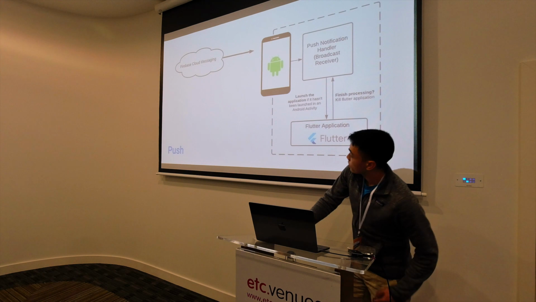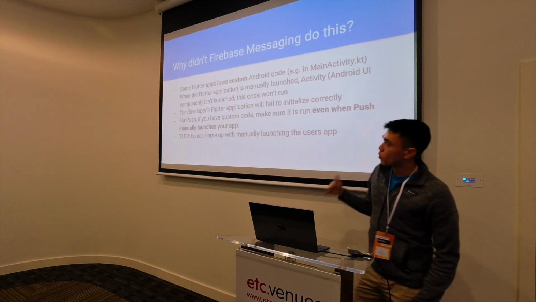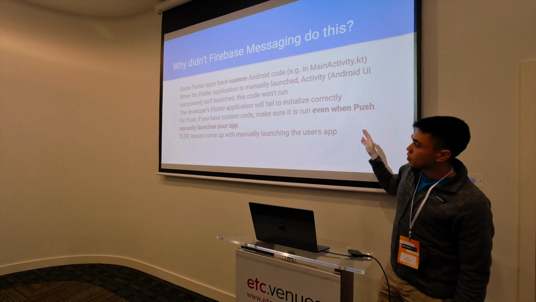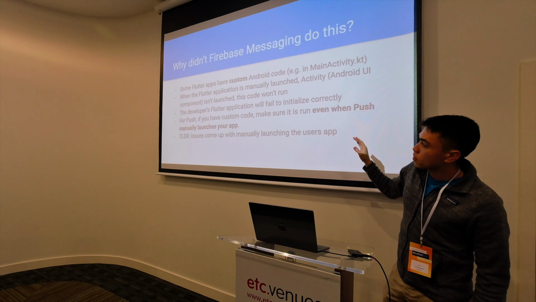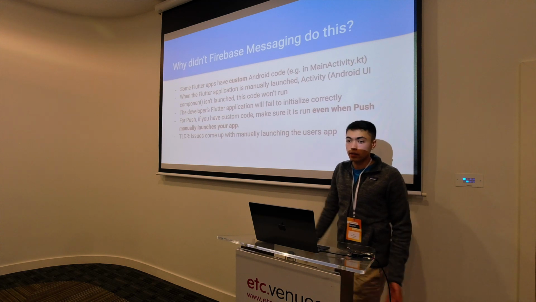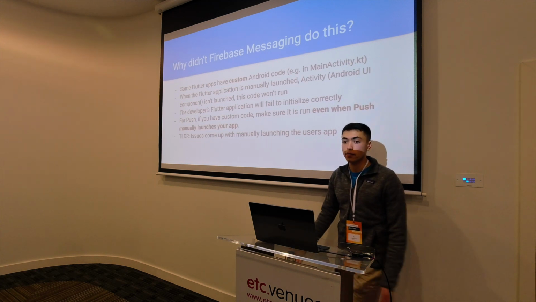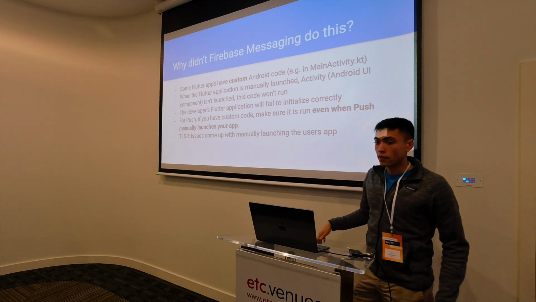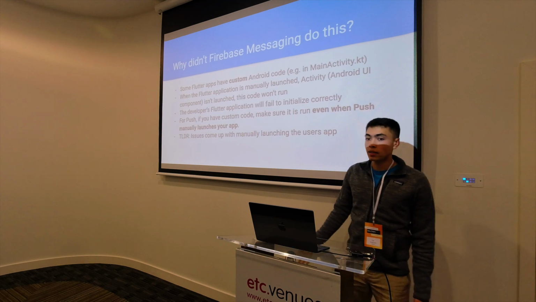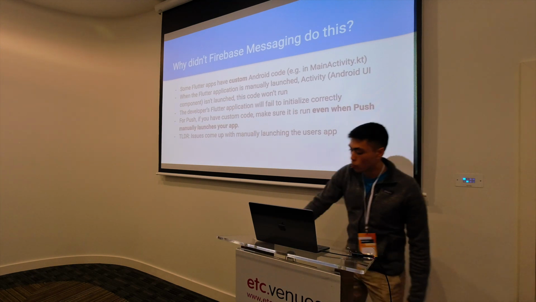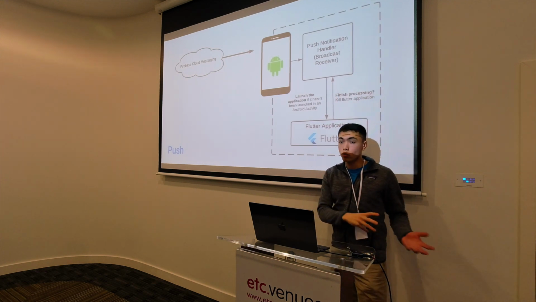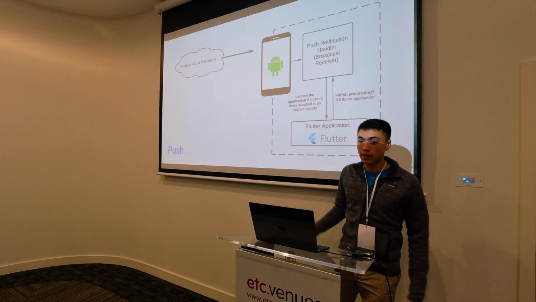So now the question is, why didn't Firebase messaging just do that? It looks quite a lot simpler. But there's one thing: some Flutter apps have custom Android code. By default, there's no custom Android code when you create a new Flutter app from a template. But sometimes you have to add Android dependencies and you write code in the main activity. And if you write code in the main activity, I won't run that code when I go to run the application. Because the application won't get set up correctly, it will basically crash.